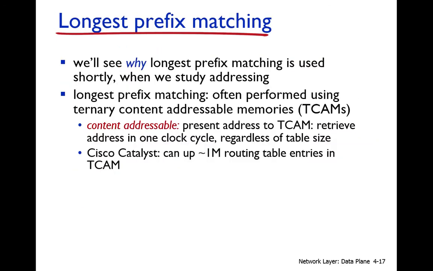We will see why longest prefix matching is used shortly, when we discuss addressing, and why addresses in a network are assigned consecutively. Longest prefix matching entries are stored in a memory technology we call TCAM, ternary content addressable memory. It is faster. For example, in Cisco Catalyst switches, the forwarding table can contain 1 million entries. This is faster, but it is very expensive, so that's why we use limited TCAM memory.